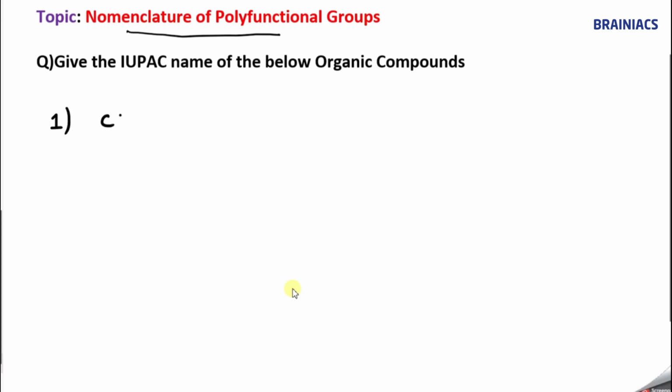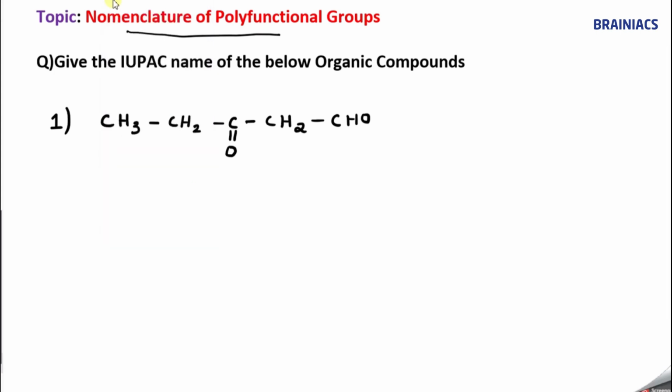The first question from that aspect. I will write CH3, CH2, CH2, C double bond O, C double bond O, CH2, CH2, CHO. So this is the first question. I will take the answer in another color.